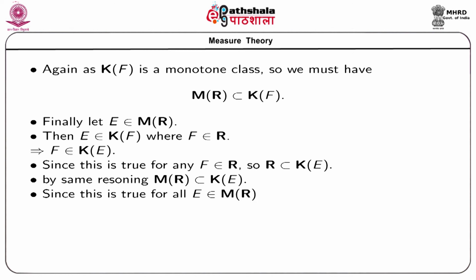Since this is true for all E belonging to MR, this shows that for any two members E and F from MR, we have E minus F, F minus E and E union F again belong to MR. This shows that MR is closed under both union and difference, and hence MR becomes a ring, and this completes the proof of our assertion.